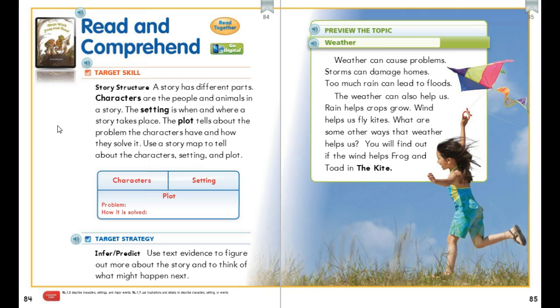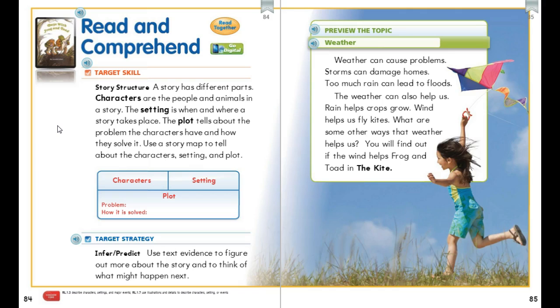By using a graphic organizer as you read, you can describe the character, setting, and plot. And describing the character, setting, and main events that happen is going to help you to better understand and remember a story. So let's look at target strategy.